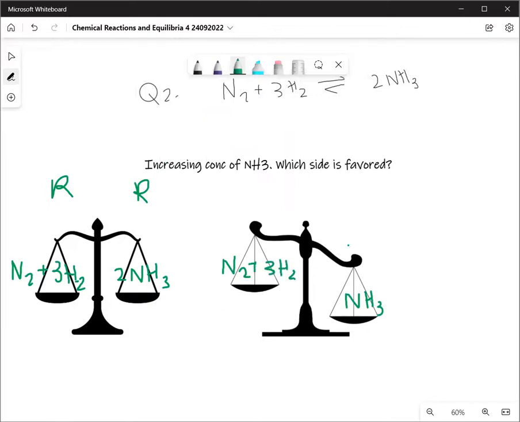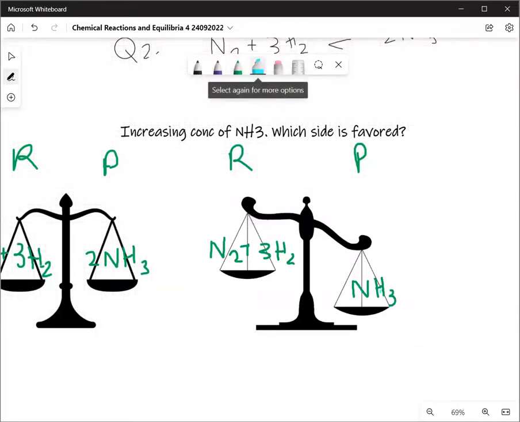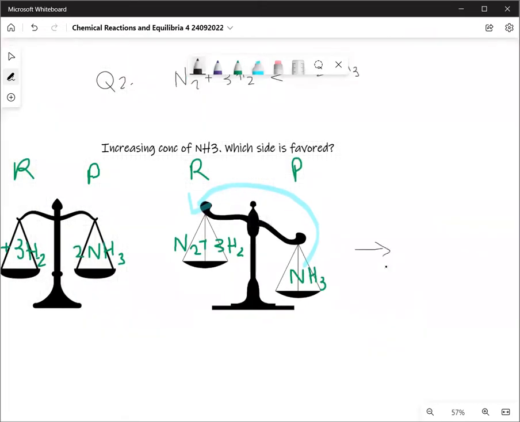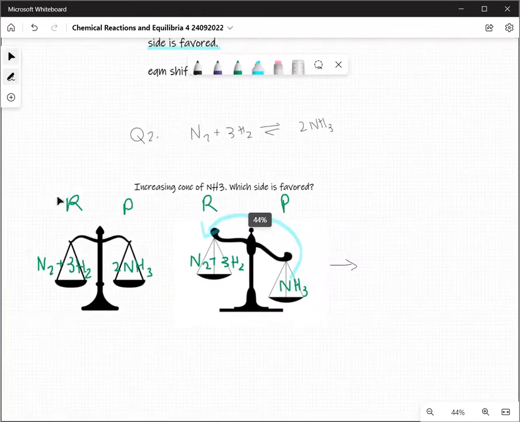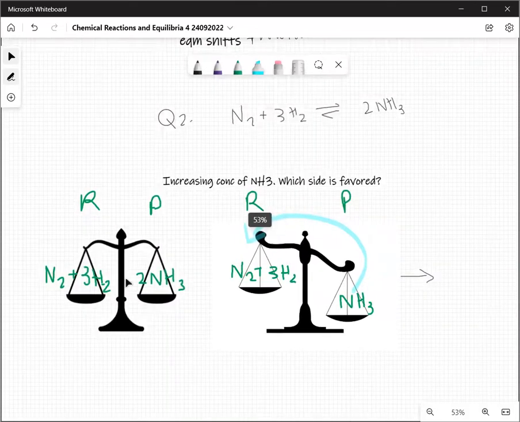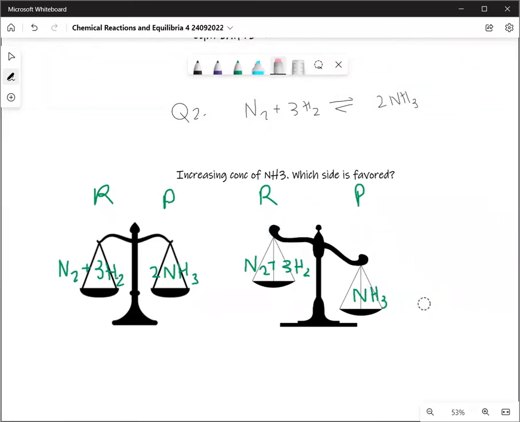NH3 has increased. What is the way to balance it? Make it go backwards to balance it again. Now let's focus here. NH3 is more, yes. One thing we can do is remove some NH3 and make it go in this direction. Then it will balance again. Tell me what is happening in the first diagram. In the first diagram, it is almost balanced, but in the second diagram, the product side is more than the reactant side.